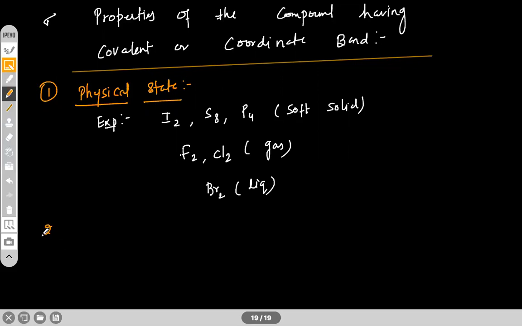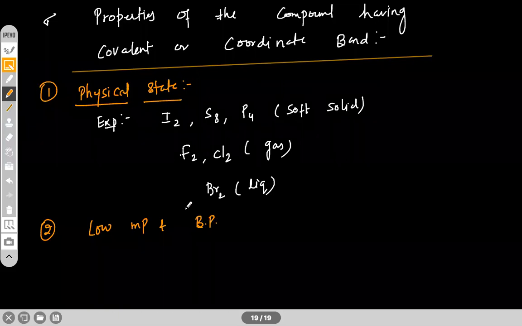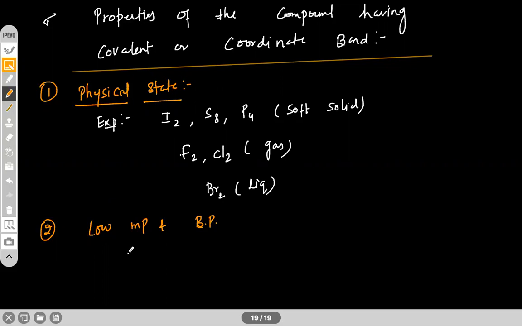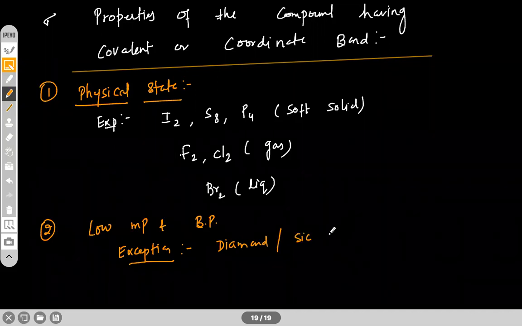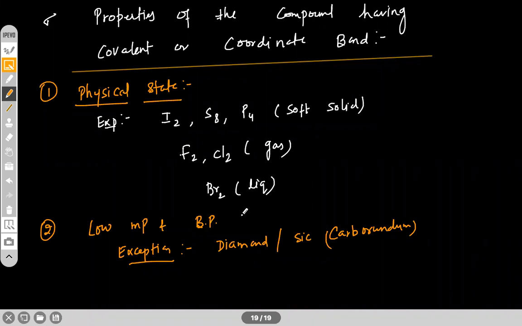This kind of compound generally has low melting point and boiling point. Melting point and boiling points are low here. But there are some exceptions. You can consider diamond or carborundum. SiC is carborundum. These have melting points more than that of any ionic compound. Melting point is more.